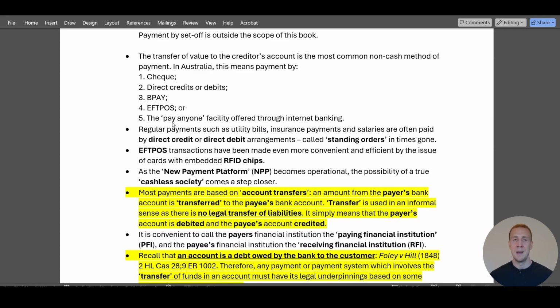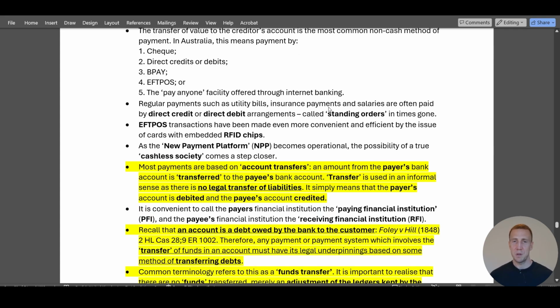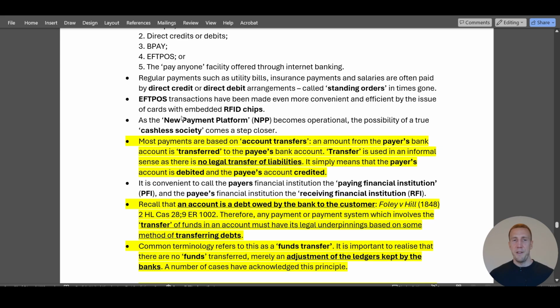Okay, regular payments such as utility bills, insurance payments, and salaries are often paid by direct credit or direct debit arrangements called standing orders in times gone. EFTPOS transactions have been made even more convenient and efficient by the issue of cards with embedded RFID chips. Okay, as a new payment platform becomes operational, the possibility of a true cashless society comes a step closer. So most payments are based on account transfers. An amount from the payer's bank account is transferred to the payee's bank account. Transfer is used in an informal sense, and there's no legal transfer of liabilities.